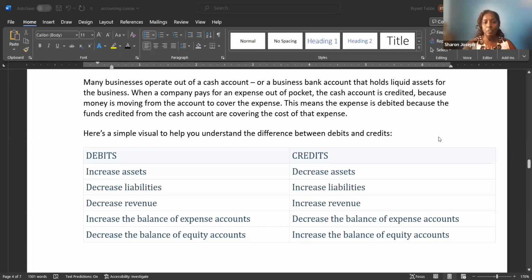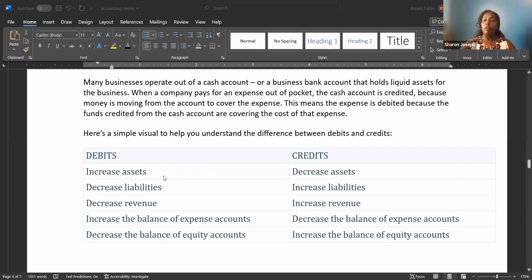Let's continue talking about debits and credits. This chart is really a visual aid to help you understand debits and credits and where they fall on the chart of accounts and how they are affected. So let's talk about assets. Let's talk about our debits.